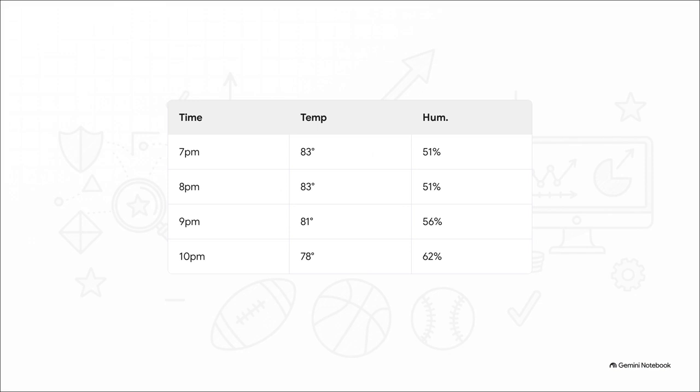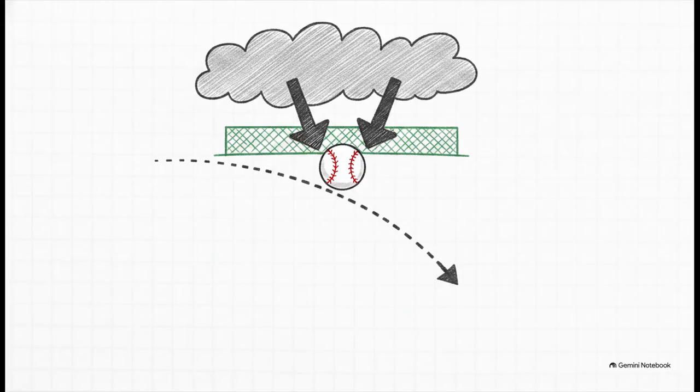If we look at the hour-by-hour forecast for Target Field, temperatures are dropping from 83 down to 78 degrees by the late innings. But far more importantly, the humidity is forecasted to climb sharply, from 48% up to 62% as the evening progresses. So why on earth does that matter? Well, high humidity creates atmospheric drag. It literally creates a heavier atmosphere that kills the flight of the baseball, keeping potential home runs trapped inside the park.